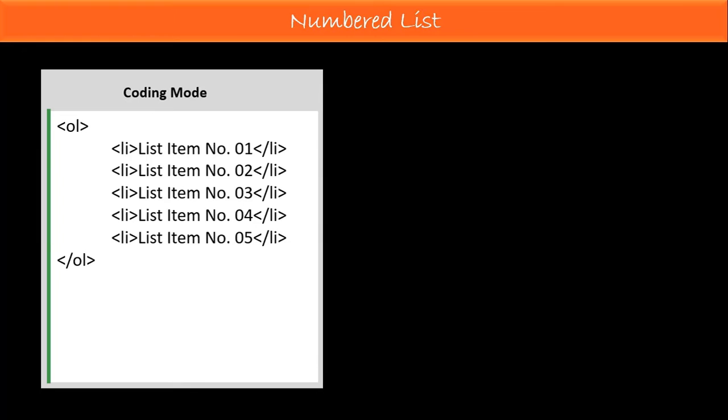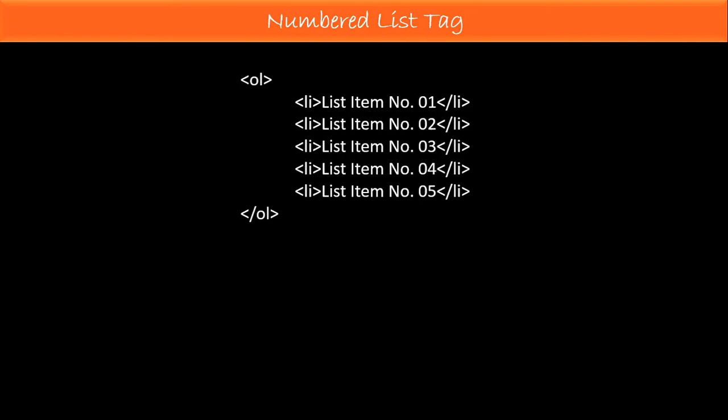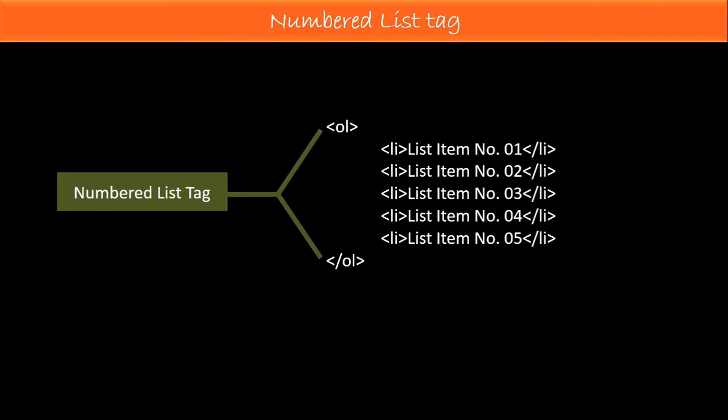Here you can see coding mode. You can also see the browsing view. Now if you want, you can pause this video and look very carefully at the coding mode and browsing view. This is a simple HTML numbered list tag. This is a number list tag.